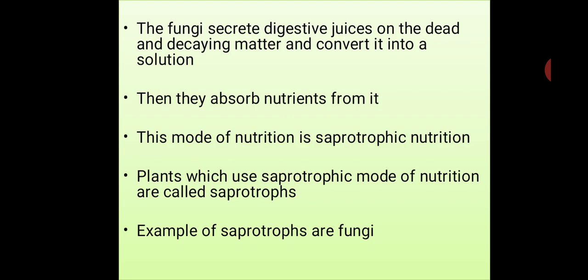The saprotrophs secrete certain digestive juices on the dead and decaying matter and convert it into a solution. Then they will be able to absorb the nutrients from it. This mode of nutrition, in which organisms take nutrients in the form of solution from dead and decaying matter, is saprophytic nutrition.